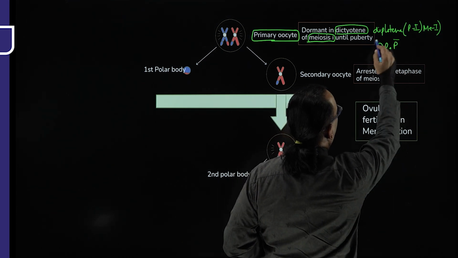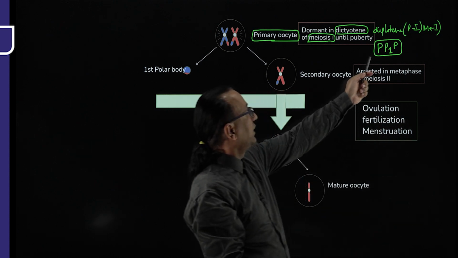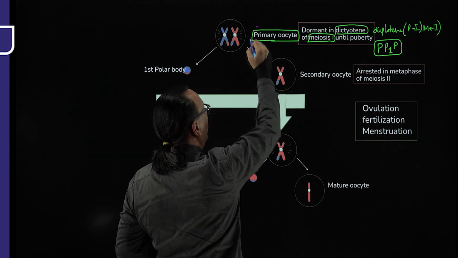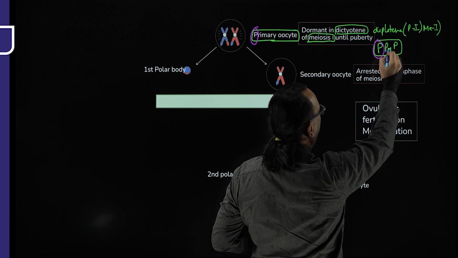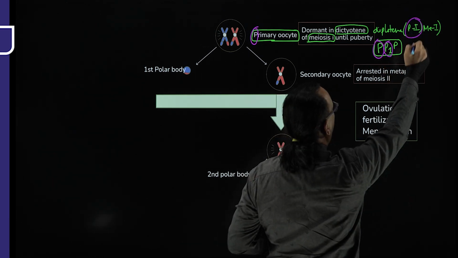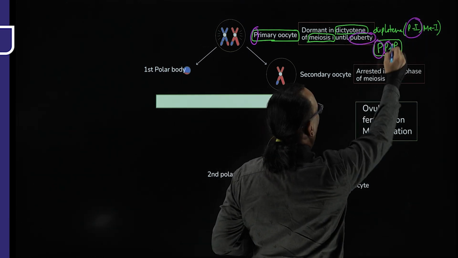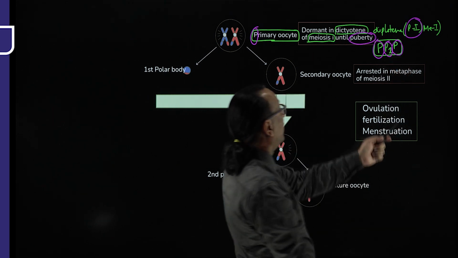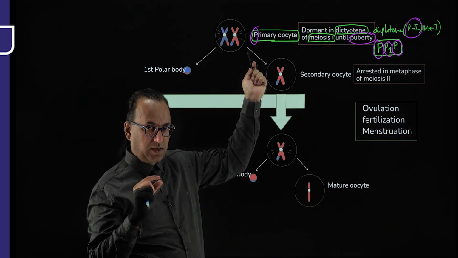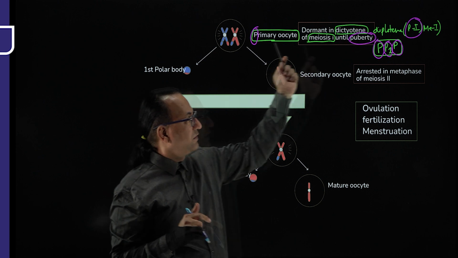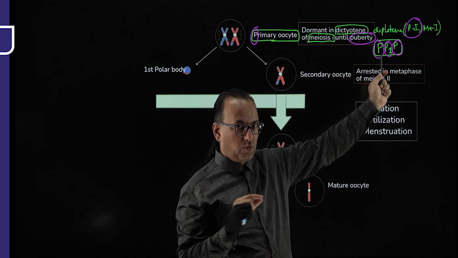The first P is the primary oocyte. The primary oocyte is arrested in prophase 1, and that too till puberty. So P1P: the primary oocyte remains arrested in prophase 1 till puberty. P1P comes as one of the MCQs.